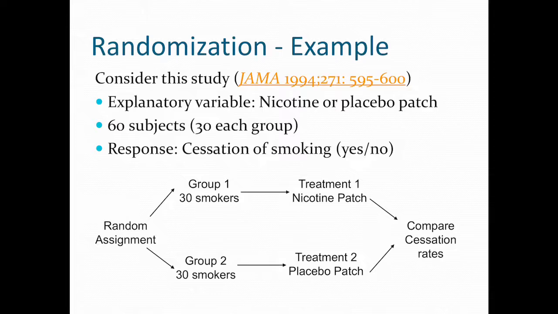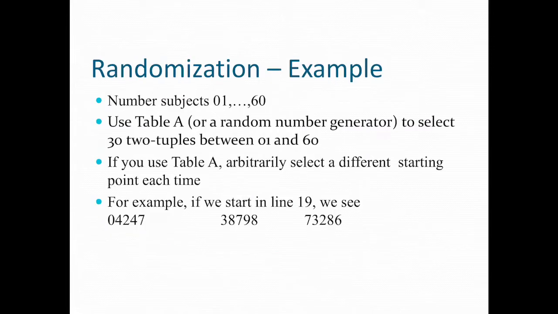So for another randomization example, we can consider this study. We have an explanatory variable, which is a nicotine or a placebo patch. We have 60 subjects in total. We want to see if they stop smoking as their response. So we have this random group, and we want to put 30 of these smokers in each, and then one group is going to receive the nicotine patch, and the other group is going to receive a placebo patch. And then we want to compare and see if the nicotine patch actually helped reduce smoking.